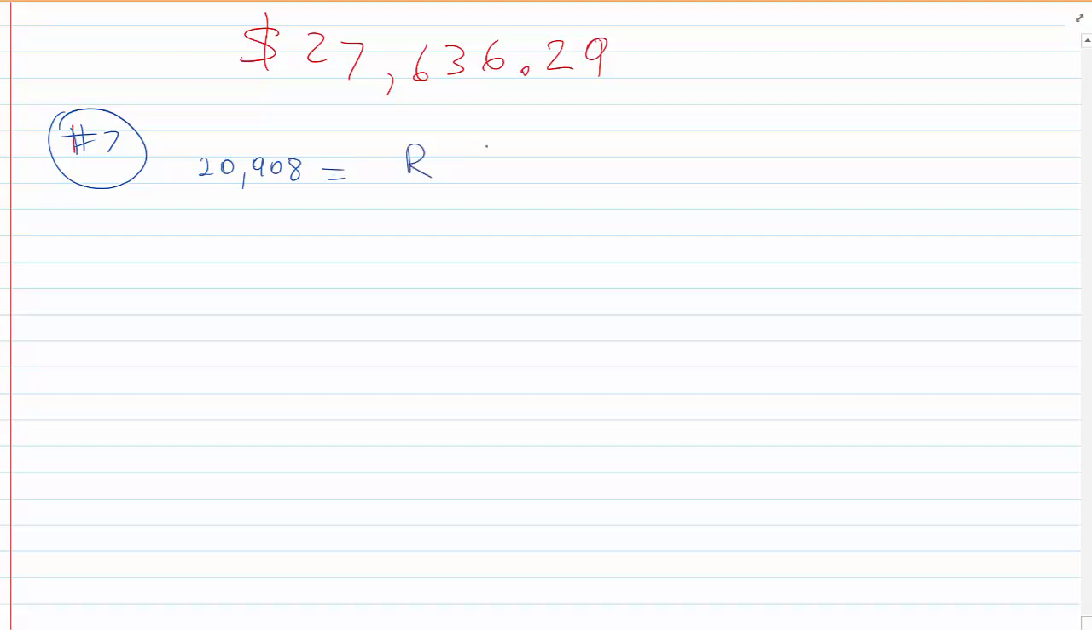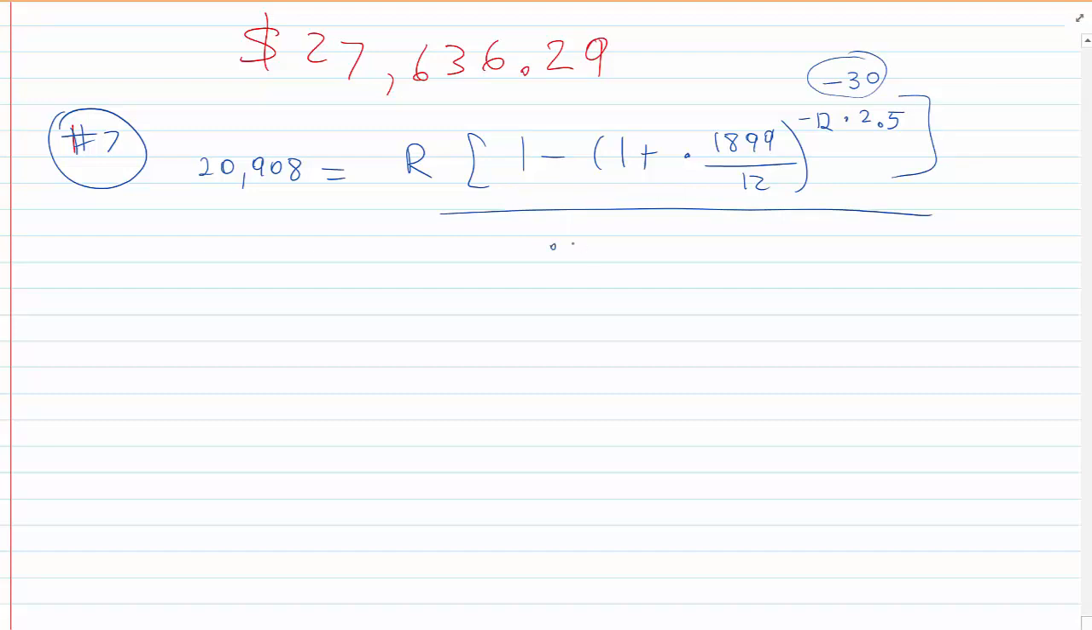We need to figure out the regular payments, and it is 1 minus 1 plus the rate. The rate is high, 0.1899, divided into monthly payments, and the power is -12 times time, and it's 2.5 years, so it's times 2.5. Now let's do that calculation. 30 months, -30, and this whole thing divided by 0.1899 divided by 12. Okay, all right, so let's put that in.